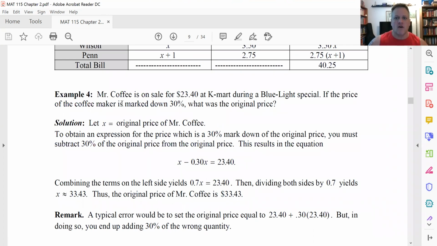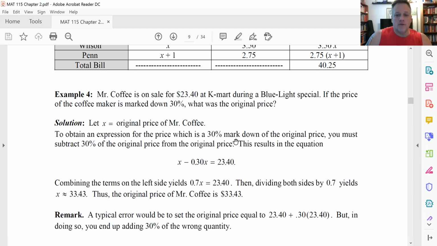All right, so suppose Mr. Coffee is on sale for $23.40, and the price of the coffee maker, given that it's a blue light special, they marked it down 30%. So the $23.40 is 70% of the original price, whatever that happens to be. And what we're trying to do is find the original price. Okay, so if we're trying to find that, what we're trying to find is either the variable or it's somehow related to it. So in this case, let's let X equal the original price of this Mr. Coffee and see if we can find an equation that can be solved to find it.